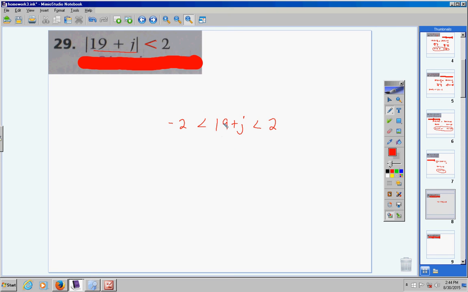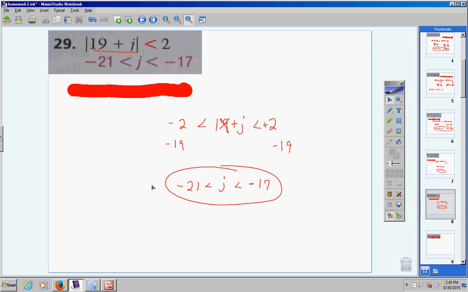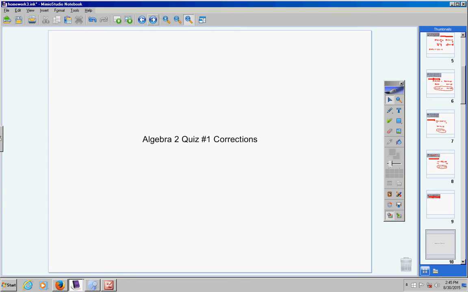Get rid of your 19. So I move it over here, it's a negative 19. Move it over here, it's a negative 19. Negative 2, negative 19, negative 21. And then you're left here in the middle with, we move the 19, so the 19's gone. We're left with positive j. Or I'm just going to put j. Positive 2, negative 19, negative 17. Okay, so j is greater than negative 21, and j is also less than negative 17. And there we go. Alright, moving on to number 30.